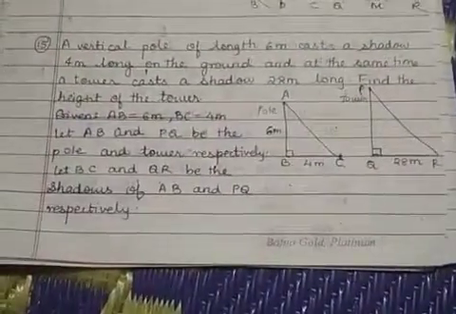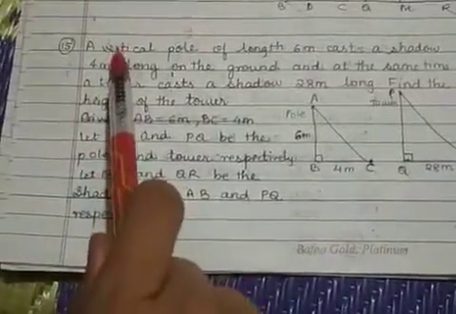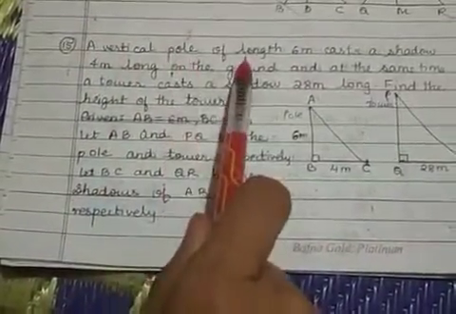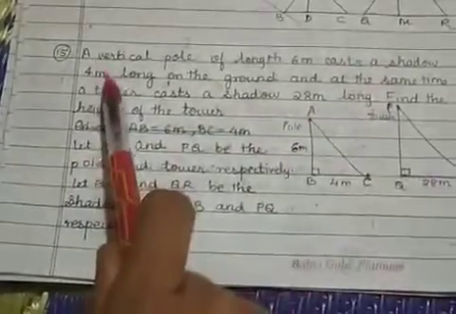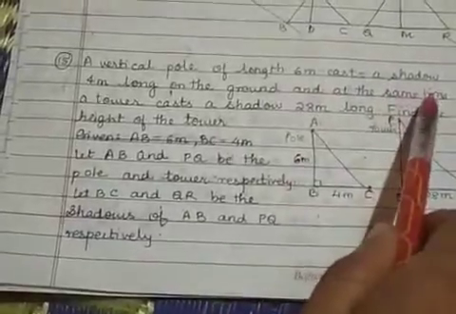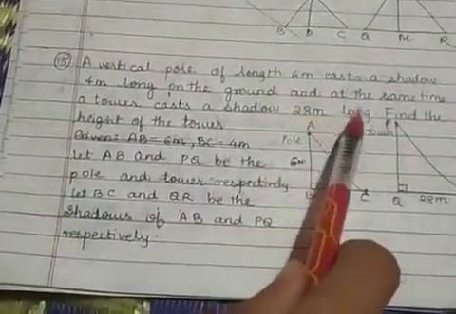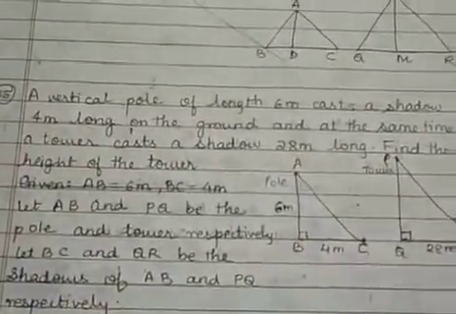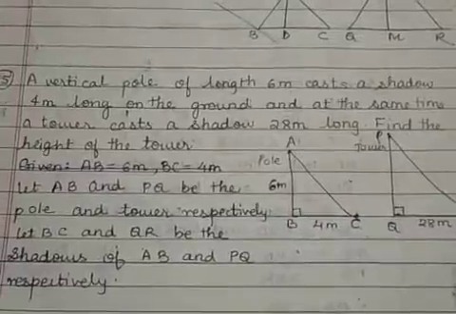Now let us solve the 15th question. The 15th question says, a vertical pole of length 6 meters casts a shadow 4 meters long on the ground, and at the same time a tower casts a shadow 28 meters long. Find the height of the tower. Now here you are not given the figure, you have to draw the figure.